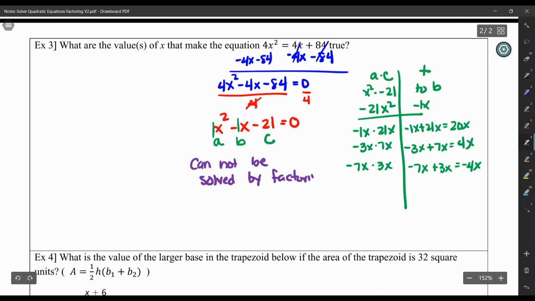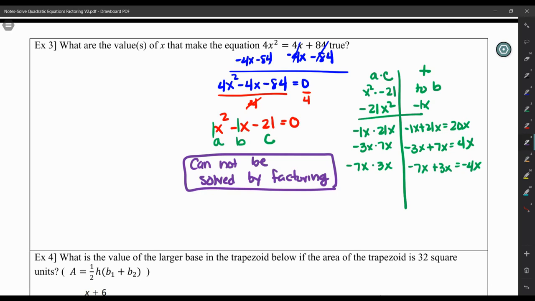Now, that doesn't mean there isn't a solution. There actually are still solutions to this problem. It's just we cannot solve this with the factoring method. There are other methods out there. We just have not learned them yet and put them into our toolbox. So we can't do anything else with number 3.